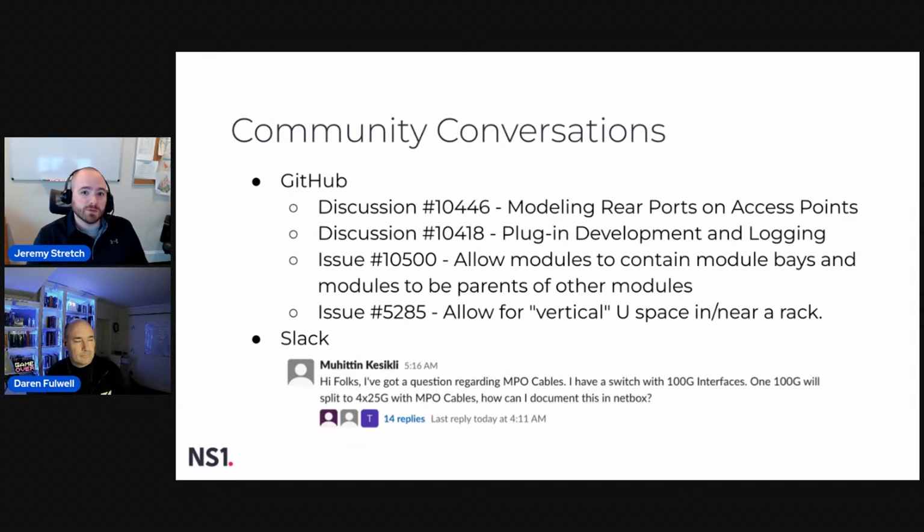Next up, a few highlights from recent conversations on GitHub and Slack. So two discussions of note. One of them was 10446, which is the interesting question of how to model wireless access points so that they appear as you'd want them in cable traces. I know it sounds kind of oxymoronic, right? Why would you have a cable trace from an access point? But we can actually trace paths across wireless links. So it's an interesting discussion there if you're curious.